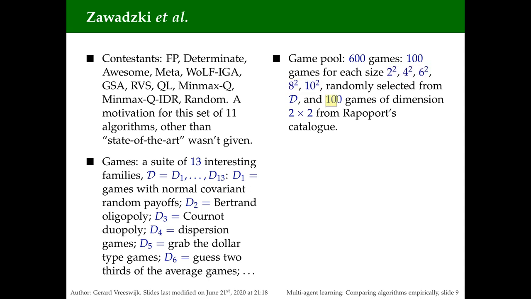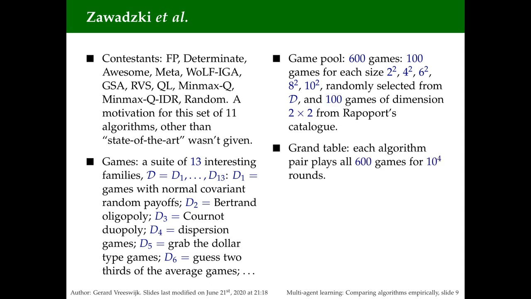And the other 100 games were taken from Rappaport's catalog of 2x2 games. Rappaport's catalog of 2x2 games is a collection of Prisoner's Dilemma, Battle of the Sexes, Stag Hunt, and other typical 2x2 games, and avoids replication of 2x2 games. So it's a quite representative collection of 2x2 games. And then the ground table was formed by letting each algorithm play each of the other algorithms on those 600 games for 10,000 rounds.